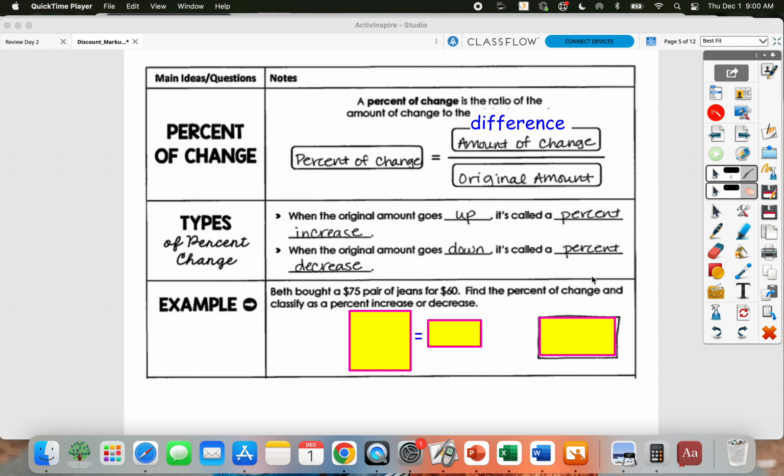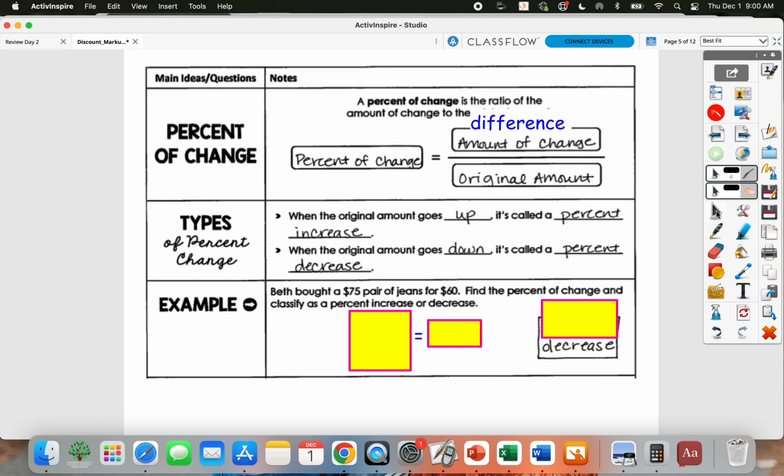Alright, so let's look at our example. Beth bought a $75 pair of jeans for $60. We want to find the percent change and classify it as increase or decrease. Okay, guys, we can classify it from the very beginning. If the price went from $75 to $60, that is a percent decrease. Absolutely. Now, to find what the actual percent of decrease is, so this would be like the percent discount, whatever was on the sign at the store where it says 30% off or 25% off. That's what we're looking for.